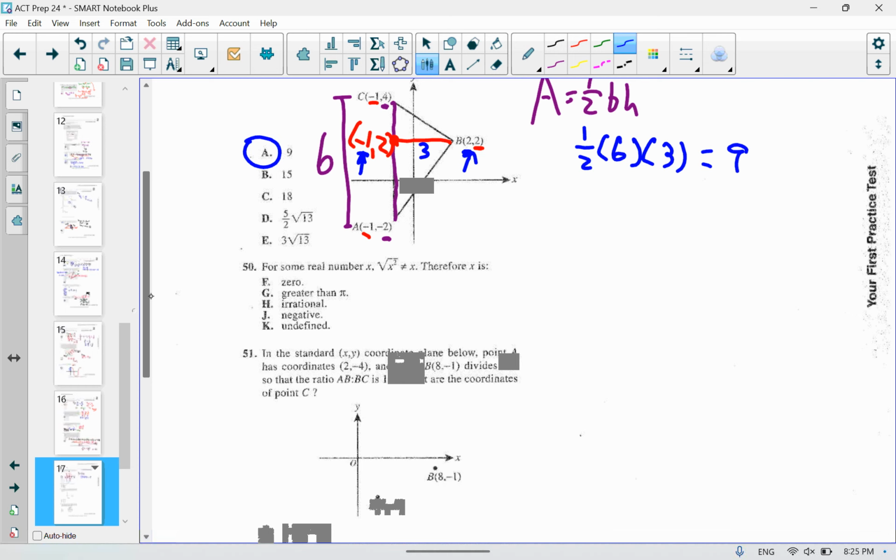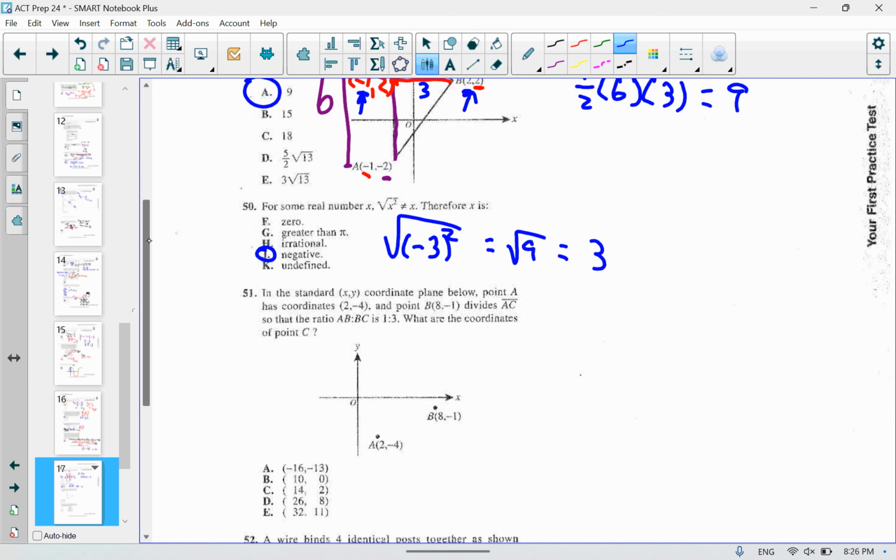Okay. For some real number x, the square root of x squared is not equal to x, therefore x is what? This case, it would have to be negative for a couple reasons. The square root of a negative, for example, let's say I were to square root of -3 squared. -3 squared would be 9. And if I were to square root 9 in the real world, that would give me +3. The reason is square roots in the real world only give positive values. So it has to be the negative.